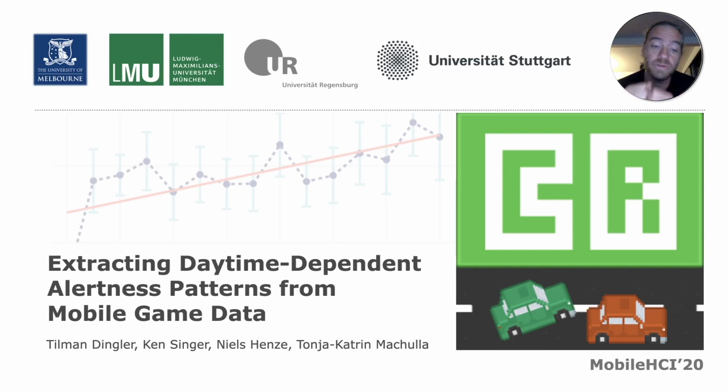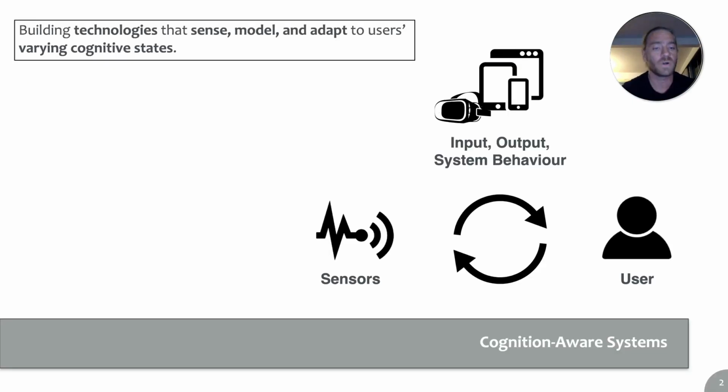And so knowing about the user's systematic performance fluctuations is a prerequisite for what's considered cognition-aware systems. Cognition-aware systems are technologies that sense, model, and adapt to users' varying cognitive states. So basically these three components: the sensing of the state, the modeling of systematic variations in those fluctuations, and then adapting the user interface or the system behavior accordingly to fit those cognitive states. So that's the goal really here.